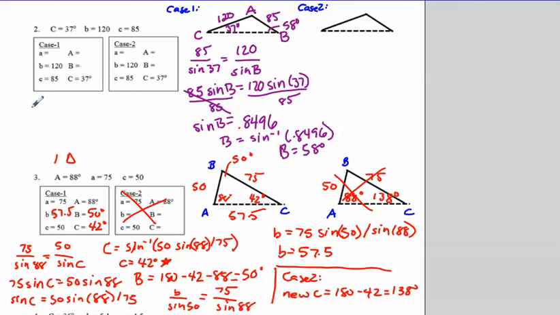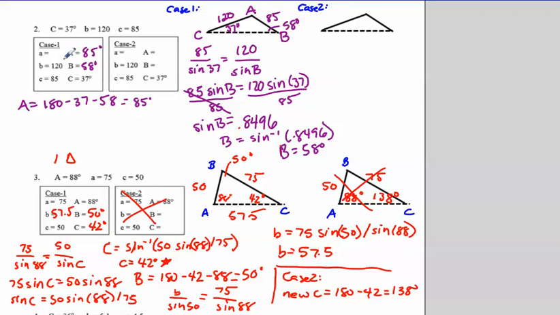And then to find angle A, I know that all 3 angles have to add up to 180 in a triangle, so I'm going to do 180 minus 37 minus 58. And we're going to get that angle A is, oh, is that the one we just found? 85 degrees. Okay, so let's put in the information we have so far. We have angle B is 58 degrees, and angle A is 85 degrees.